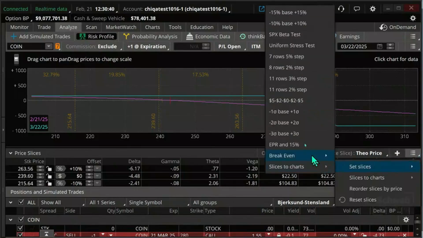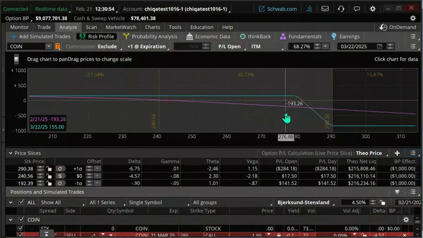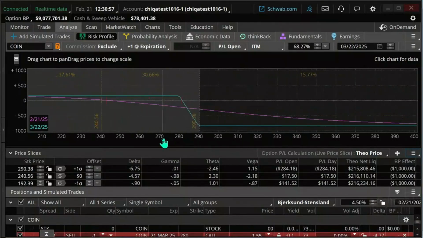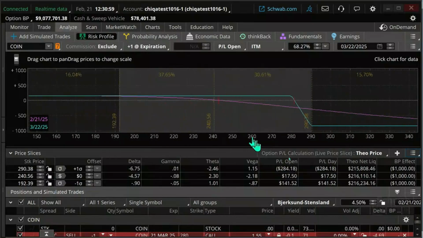Let me set slices, and sometimes people see this little sigma, this is just a Greek letter, okay? And you can go up here and you can say -1 sigma, what's this? This is just a standard deviation. Let me just move this in just a little bit here because I want to get to some other trades here. But this is basically putting a price slice at a 1 standard deviation move up, a 1 standard deviation move down, all in all, 68%, 1 standard deviation.